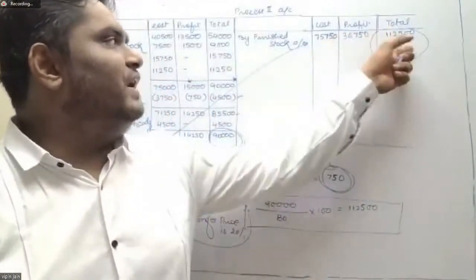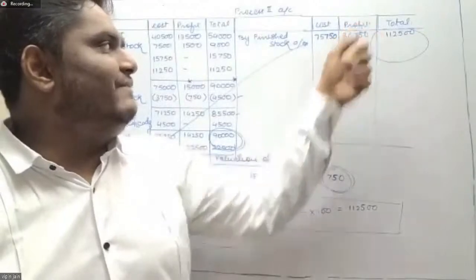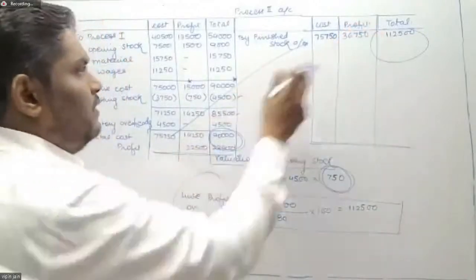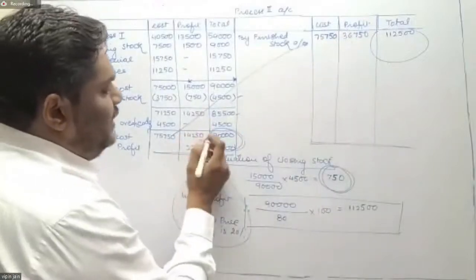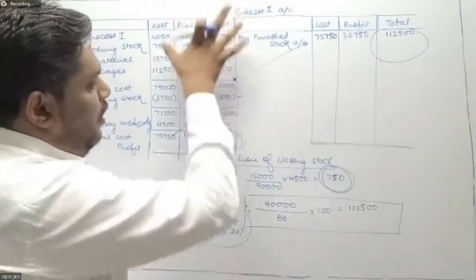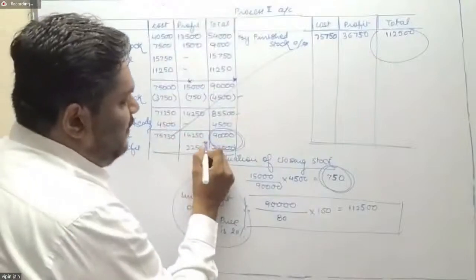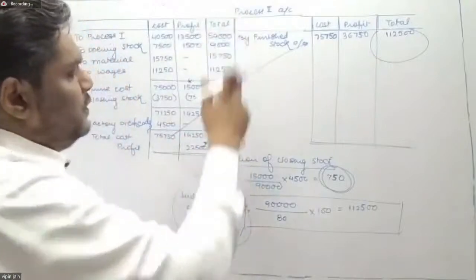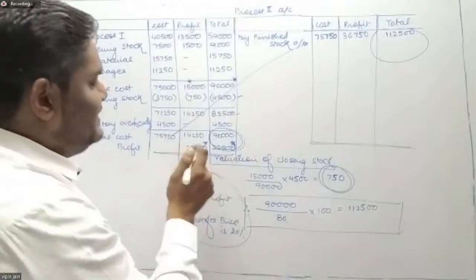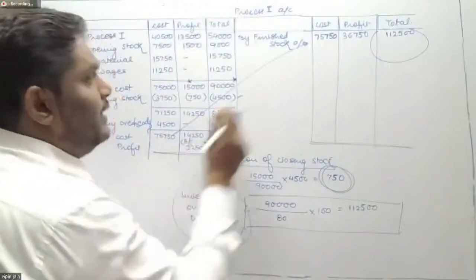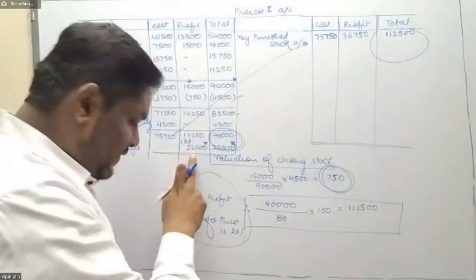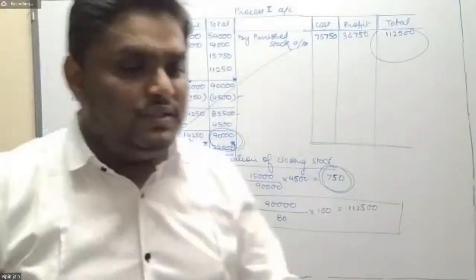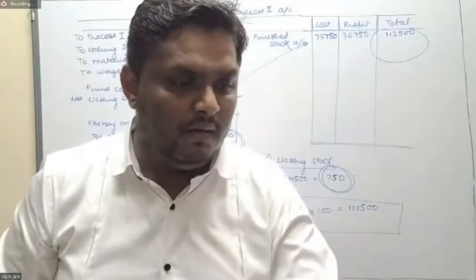So the balancing figure will be the profit, that is 36,750. And now 36,750 is the total profit till date. Out of this, 14,250 is the profit of the process first. So the profit that is earned in process second is 22,500. This is the balancing figure, guys. That is 36,750 minus 14,250, that is 22,500. So if you have any doubts, please ask me.